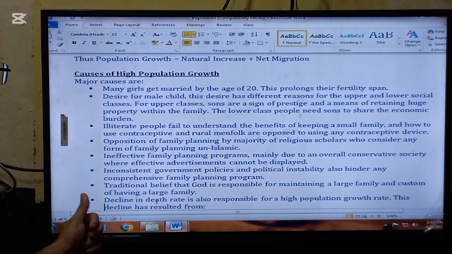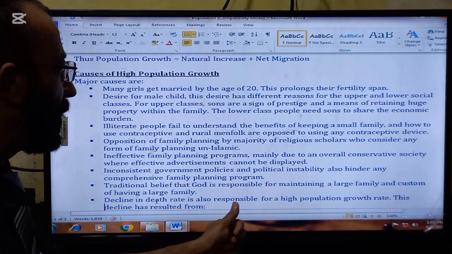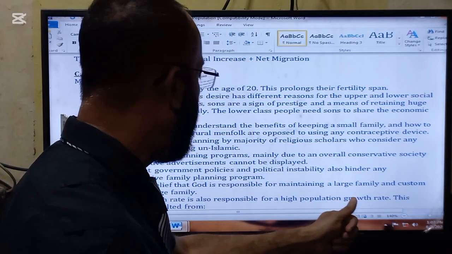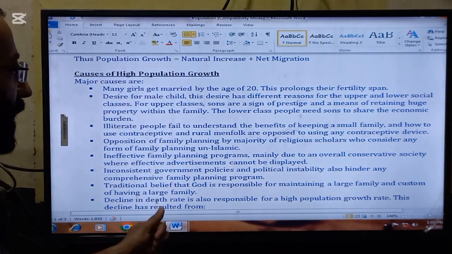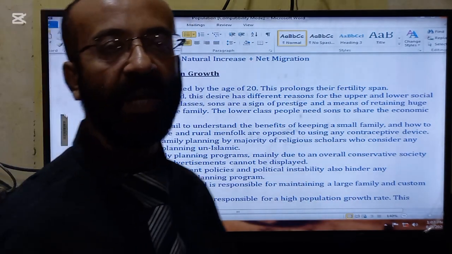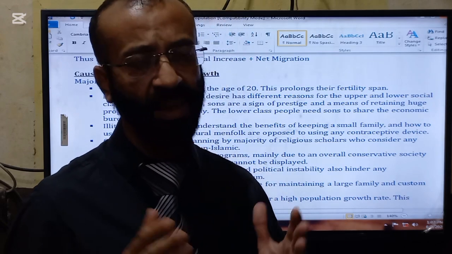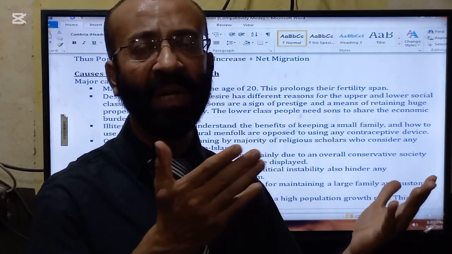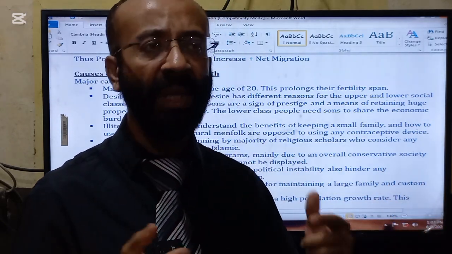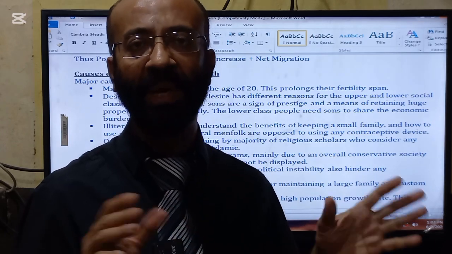Next is the traditional belief that God is responsible for maintaining a large family, and the custom of having a large family. So this is another very important reason. Yes, in the past, the burden was not much. So in the past, families were very big.